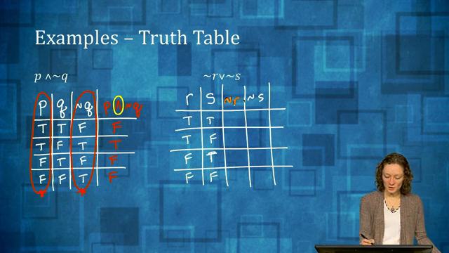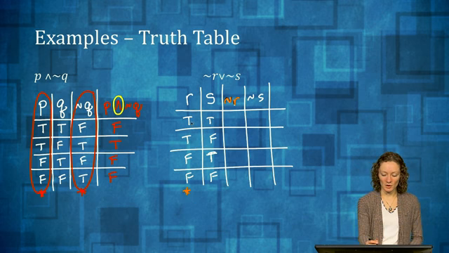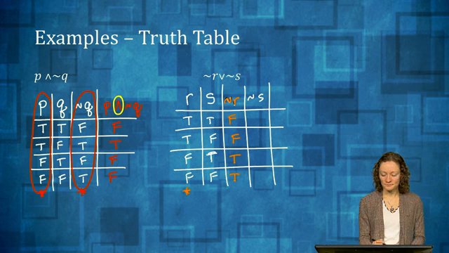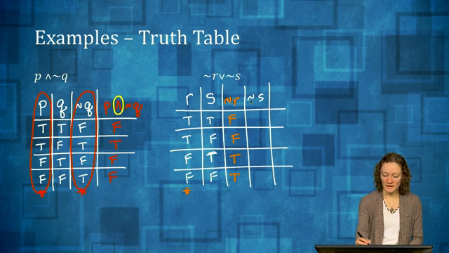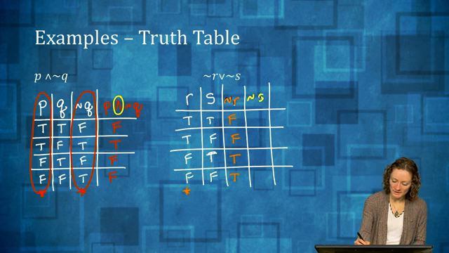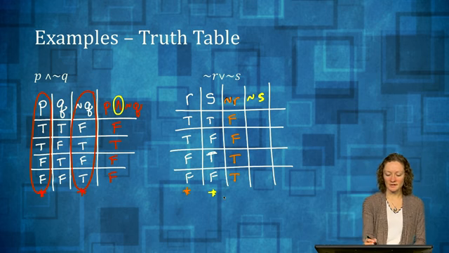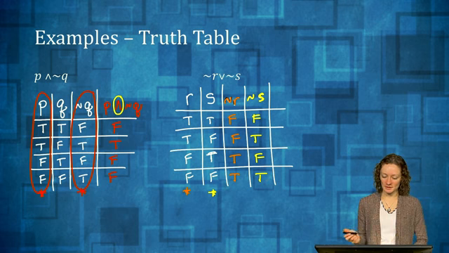Negation R. So negation R, we're going to focus on the R column, and we're simply going to put the opposite. So it's true becomes false, true becomes false, false becomes true, false becomes true. Everything just becomes the opposite. Then negation S, focus on the S column. This is going to be the opposite again. So true becomes false, false becomes true, true becomes false, false becomes true. Negation is always very simply just the opposite.